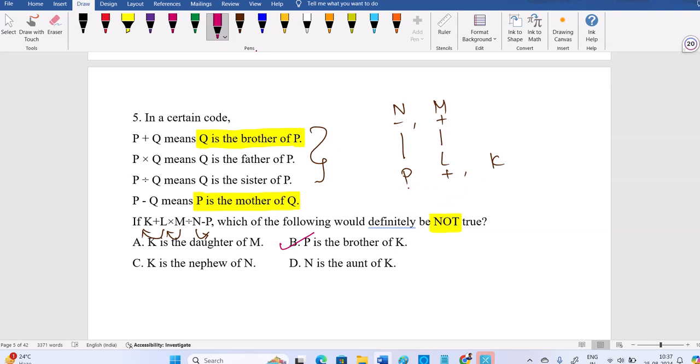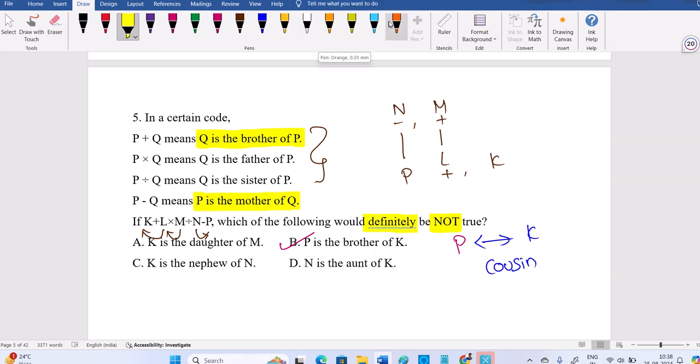Even I don't know whether P's gender is male or female. The thing is P is cousin of Q and P and K are cousins. Internally, there will be a cousin relationship. K is cousin to P, P is cousin to K. N is aunt of K, correct only. K is nephew of N, possible if K is male. If K is female, K is daughter of M, is possible. Okay, definitely not true. Definitely which is not true is option B.